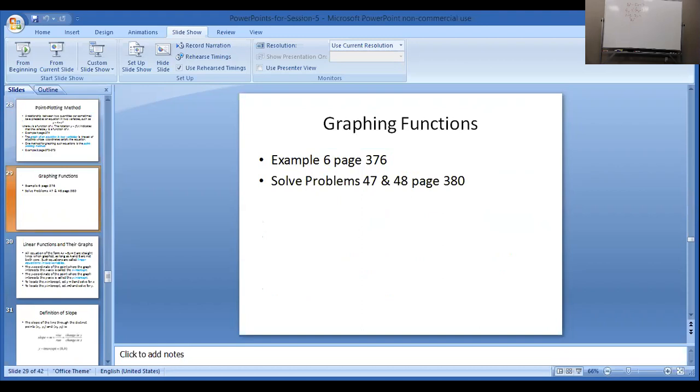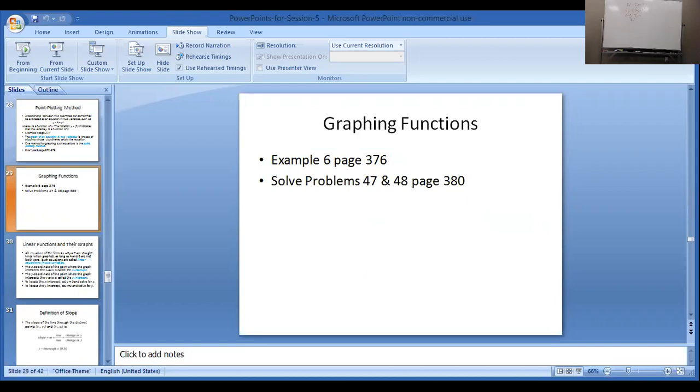Example 6, page 376. Again, if you go to graphing functions, example 6 at the bottom of page 376, we have two functions. The first one is f of x is 2x. The second one, g of x is 2x plus 4.